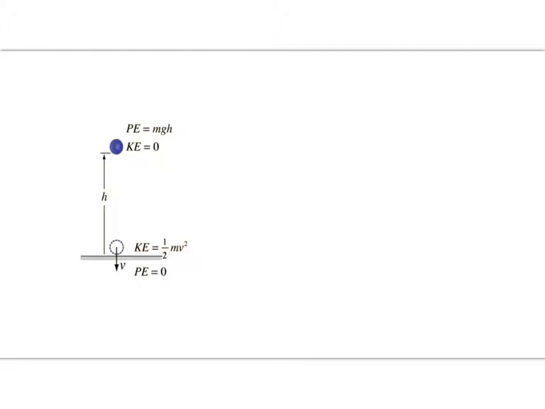For example, when we drop an object from a height of h, here it is stationary, that means that it has no velocity, so no kinetic energy. It has just potential energy. So the total mechanical energy is equal to mgh.